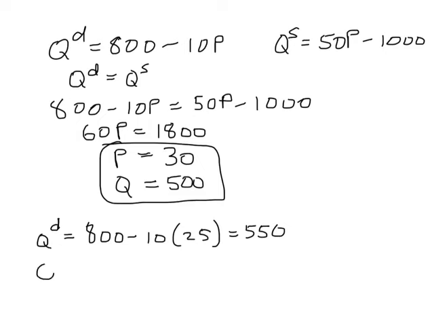And then finally, quantity supplied I can find in the same way. Now that's 50 times 25 minus 1000. And it turns out that 50 times 25 is 1250, minus 1000, that's 250. So quite a big shortage, a 300 sheet of plywood shortage. Now, to get deadweight loss, I'm going to need to do some graphing.